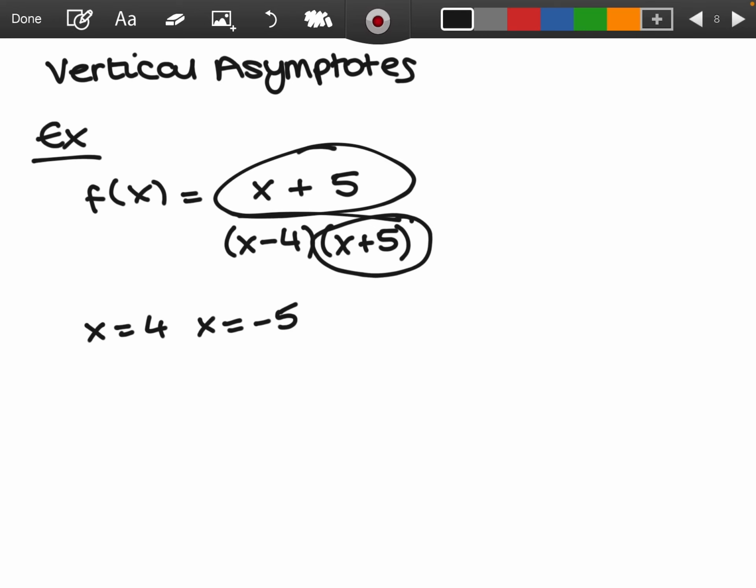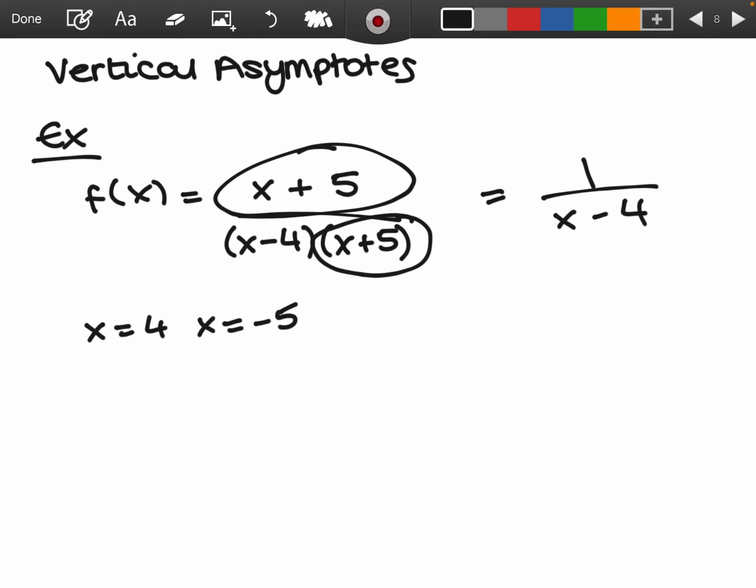But what you want to do is factor this and then cancel out any terms that show up on both the numerator and the denominator. So in this case, we could cancel out the x plus 5s. So in simplified form, we would get 1 over x minus 4 for this function. Like I said, we will talk about what happens for those terms that we canceled out later on. But right now we want to look at the simplified form of the function.